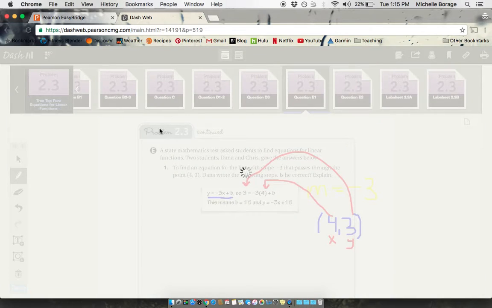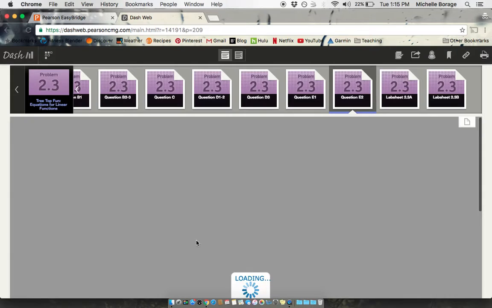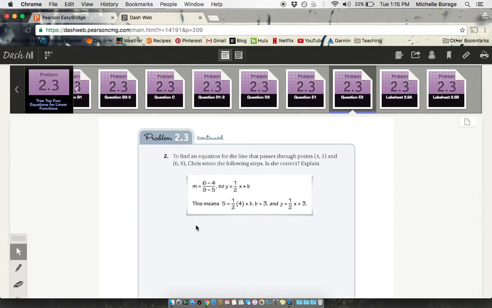And then finally we have question E2 here, and this is Chris's strategy. So Chris had to write an equation for a line that goes through (4, 5) and (6, 9). So I want you guys to look at this and see if the slope that Chris got here, 1/2, is the slope that you guys would get from these points? So remember that these points, (4, 5) and (6, 9), you can write them in a table.